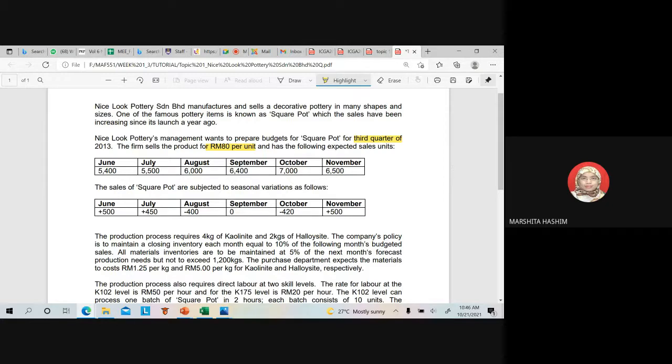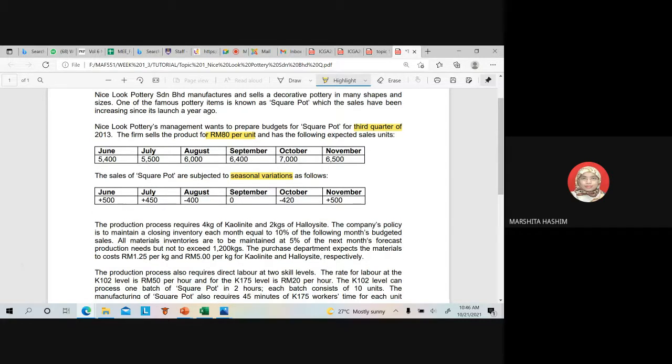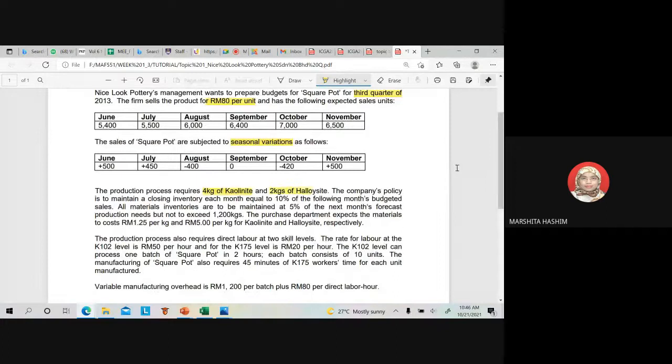So this is your sales volume, first table. The sales of square pot are subject to seasonal variations as follows. Then the production process requires 4 kilograms of kaolinite and 2 kilograms of halloysite. So this is your material. To produce 1 unit of square pot, it requires 2 types of material, kaolinite and halloysite, so you will use 4 kilograms kaolinite and 2 kilograms halloysite.